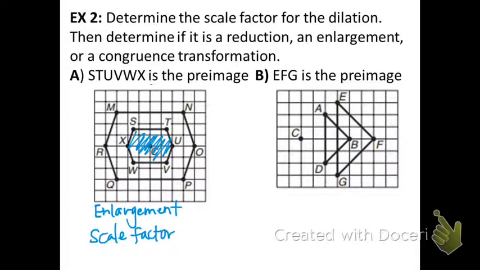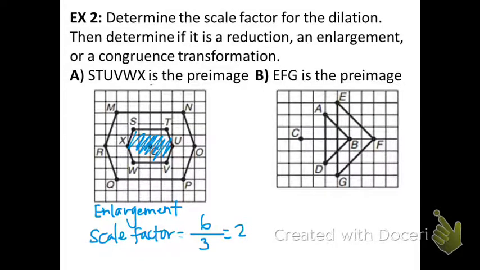Okay, the scale factor takes a length of the image. So from M to N, we're just going to go ahead and count that, which is 6, divided by a length of the pre-image. So from S to T, we can see that that is 1, 2, 3. We divide those and we get 2. So our scale factor even shows that we have gotten bigger.